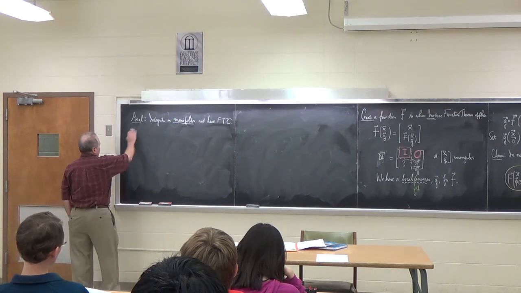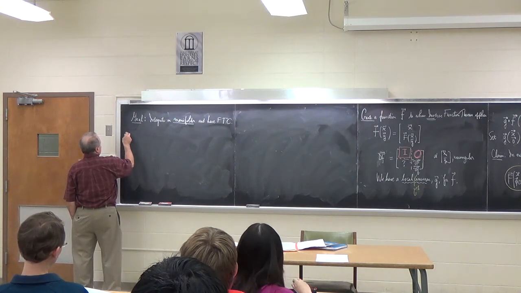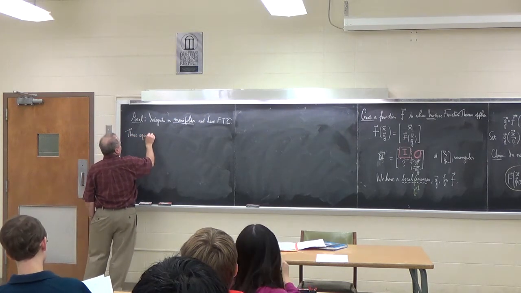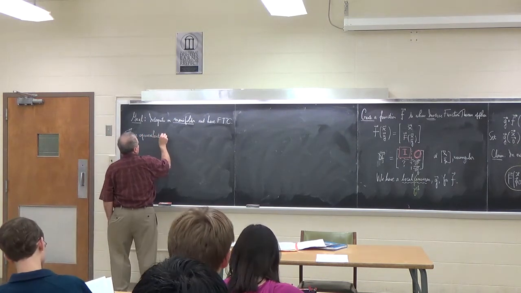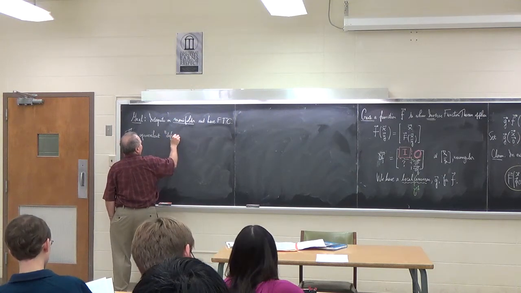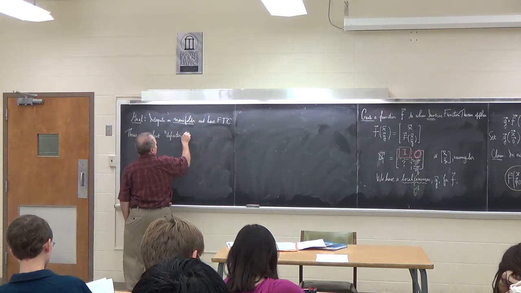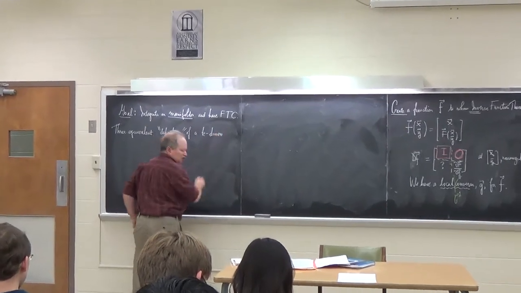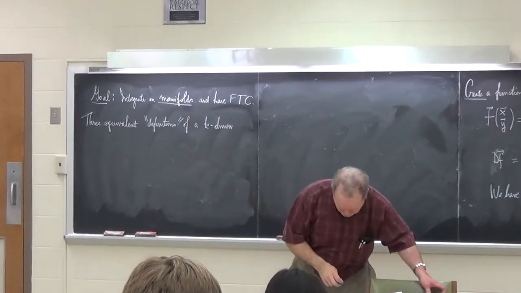So here's the game plan. I want to give you 3 equivalent definitions of a k-dimensional manifold. Actually, what dimension do I use? I've forgotten.